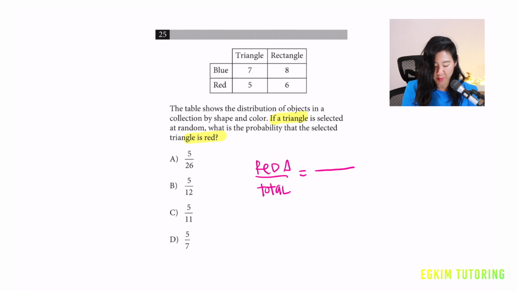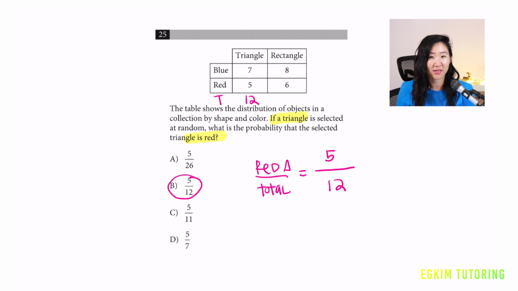And you can find that number by looking at the first column right here, where 7 plus 5 is equal to 12. So we're going to put 12 on the bottom. The next step is to find the number of red triangles you have, which you can also get from the table, which says that you have 5 right here. So we're going to put 5 on top. So your answer is B.